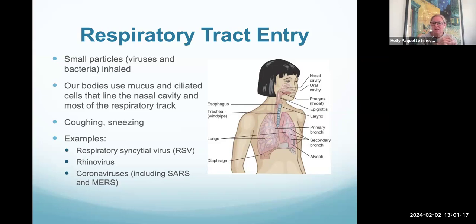So some that we can think of that would infect us through the respiratory tract would be RSV, or respiratory syncytial virus. That's one that we know is very common in the winter. Rhinovirus, which is the cause of the common cold, and any of the coronaviruses, including SARS-CoV-2, would be ones we'd see through the respiratory tract. That's how, if I'm that virus, I'm going to enter a host.